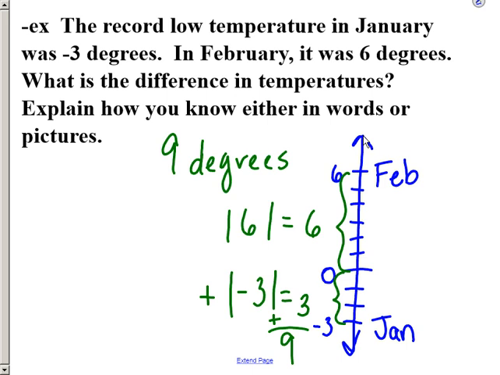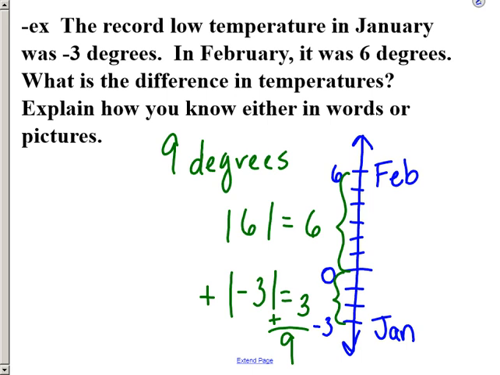It didn't ask me that. It simply said, what is the difference? The difference is 9 degrees. I don't care about saying higher or lower or whatnot. I just want to know what's the difference. And so that's kind of an example of where we might use absolute values.